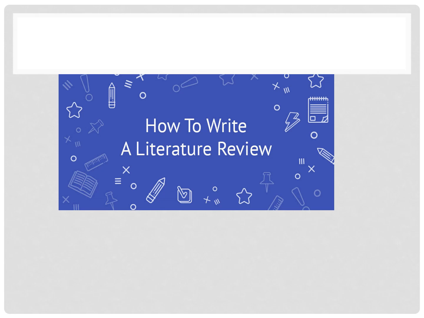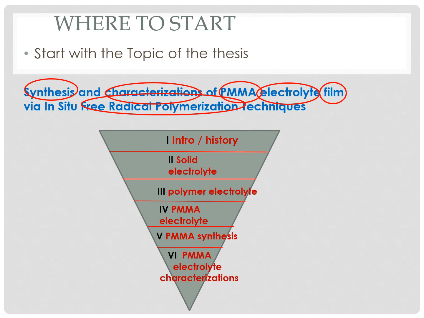So now let me assist you on how to write a better literature review. First of all, we look at the title of your thesis. The content of the literature review should contain the elaboration of these keywords. And it is best to start from the broad information and compress it to the scope of your studies. This is the example of a thesis title: Synthesis and Characterization of PMMA Electrolyte Film via In Situ Free Radical Polymerization Technique.